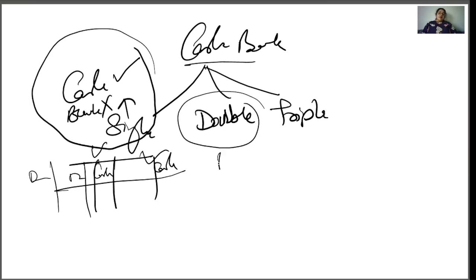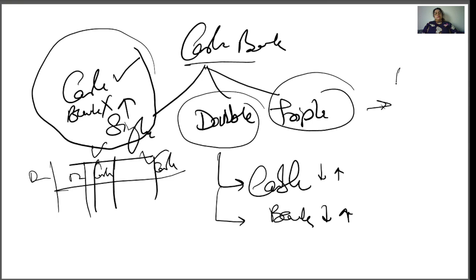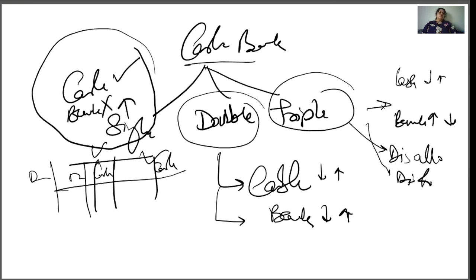In a double column cash book, you need to record the transactions in which cash is involved and the bank is involved, whether inflow or outflow. In a triple column cash book, you have to record cash inflow, cash outflow, bank balance inflow, bank balance outflow, and discount allowed or discount received.